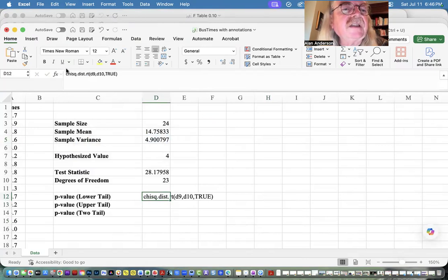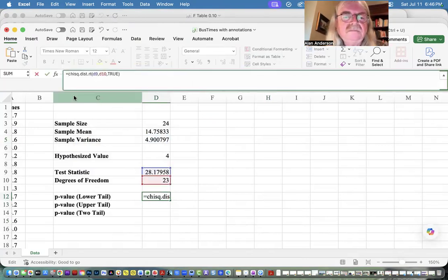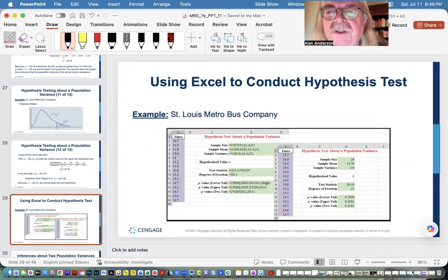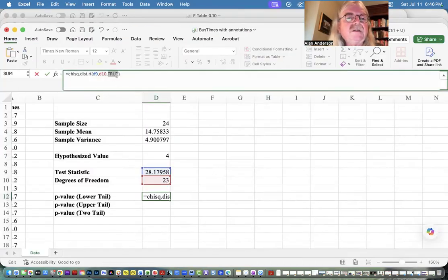Oh, and I just noticed I forgot the equal sign. So that's a typo. This true doesn't belong here. I was surprised to see it there. That's for a different command. So we'll get rid of the true.